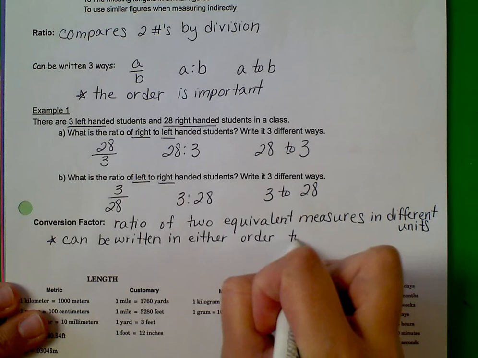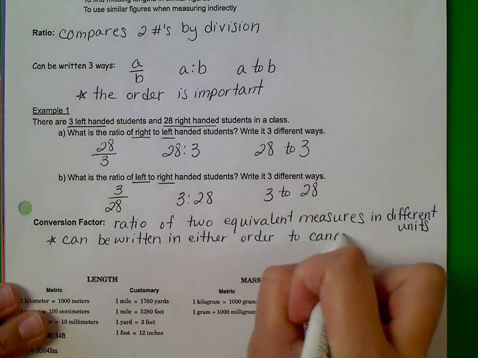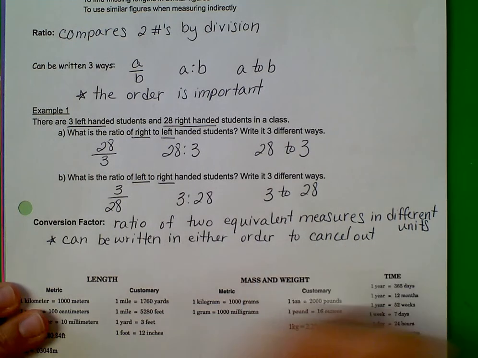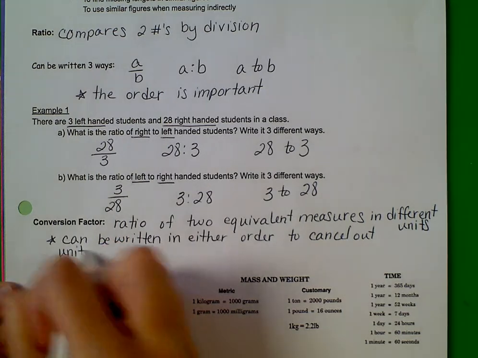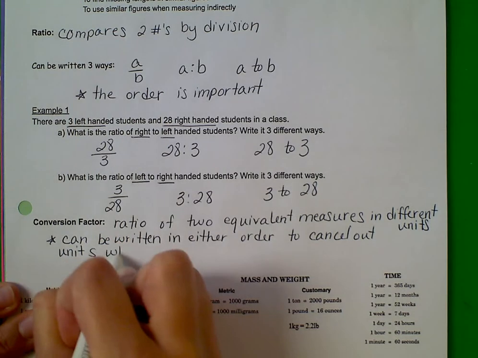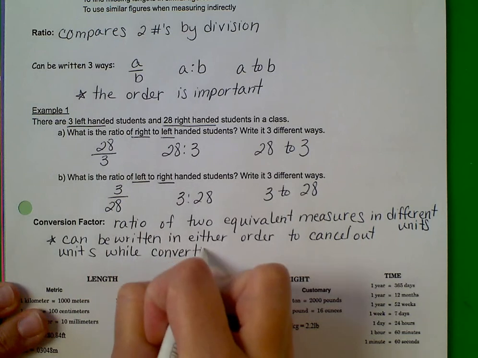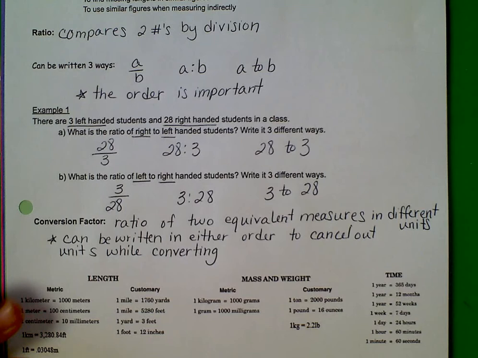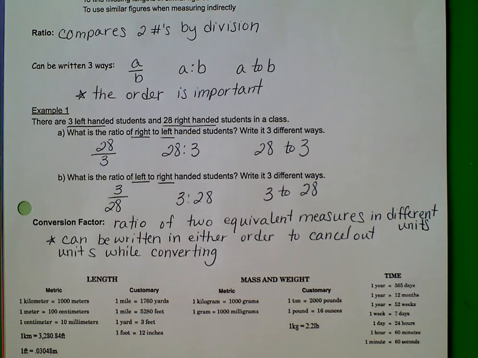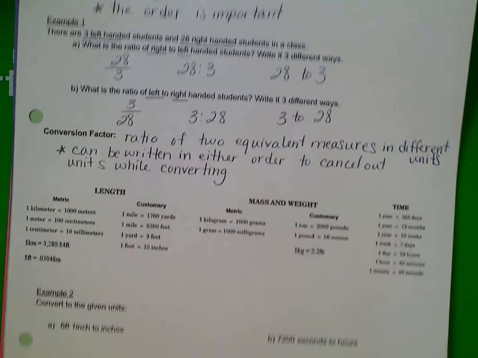We use conversion factors to cancel out units while converting. So we might ask you to convert 5 days into hours. How many hours is 5 days? So we'll use our conversion factors to calculate that. Some of you might know that, oh, I know, just multiply 24 by 5. But they won't always be that simple.